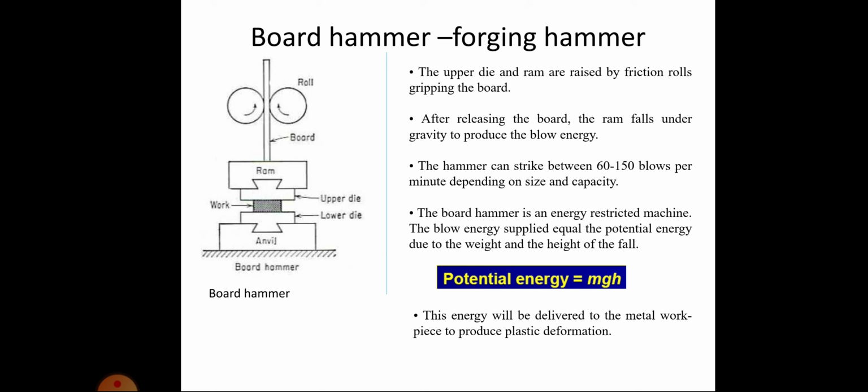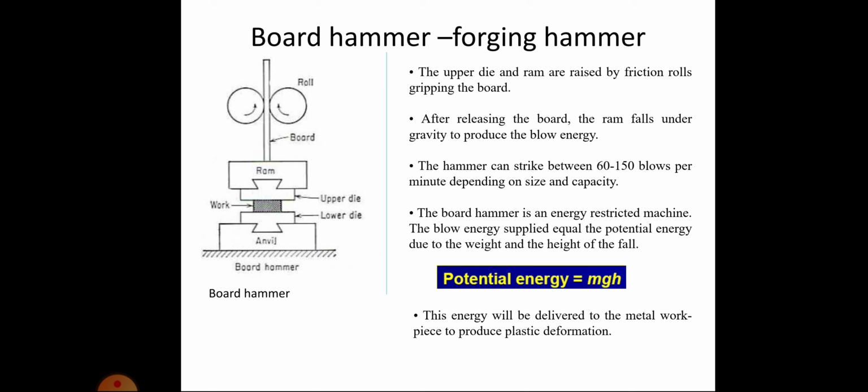There are two rollers and a board. A ram is there. The ram contains an upper die, and in the anvil there is a lower die, and the workpiece is placed in between the upper and the lower die, and force is applied to the ram through this roll and board. The upper die and ram are raised by friction rolls gripping the board. After releasing the board, the ram falls under gravity to produce the blow energy.